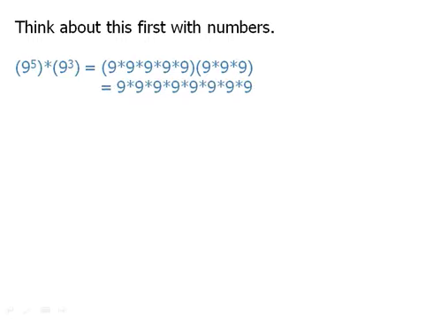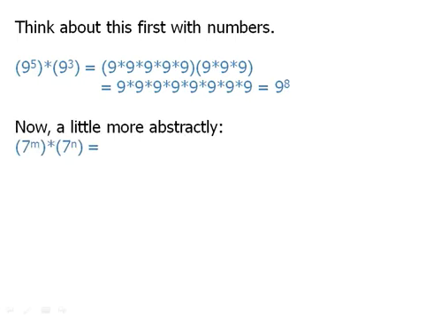And of course, what do I have there? How many factors? Well, I have 5 plus 3. I have 8 factors of 9. So of course, that equals 9 to the 8th. So clearly, 9 to the 5th times 9 cubed equals 9 to the 8th. Now think about that a little more abstractly.